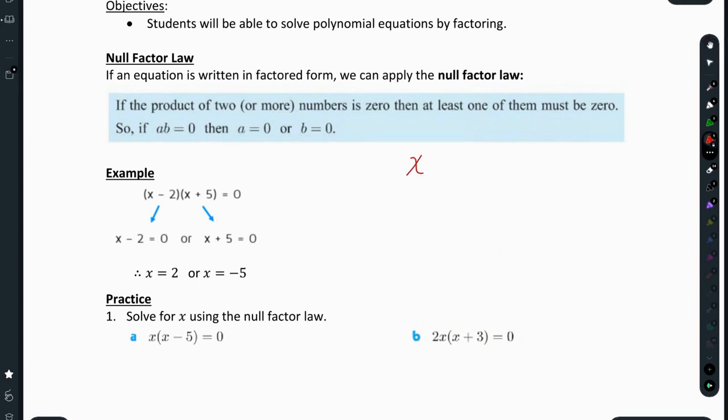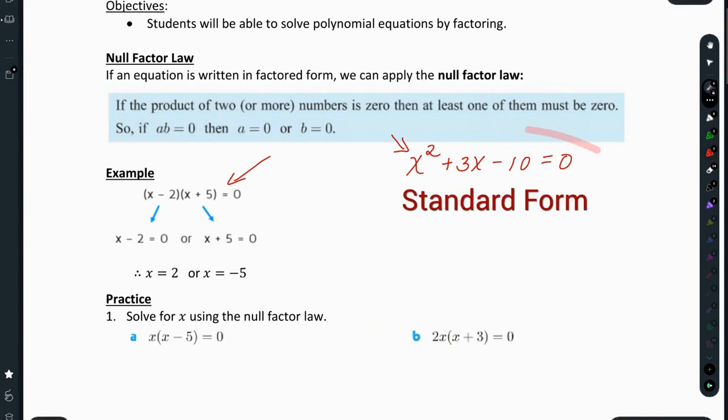If we were to multiply those two factors that you see here, we have x squared plus 3x minus 10 equals 0. So this is the polynomial in standard form. This guy right here, this is a quadratic in standard form. And this is the factored form of that same quadratic.